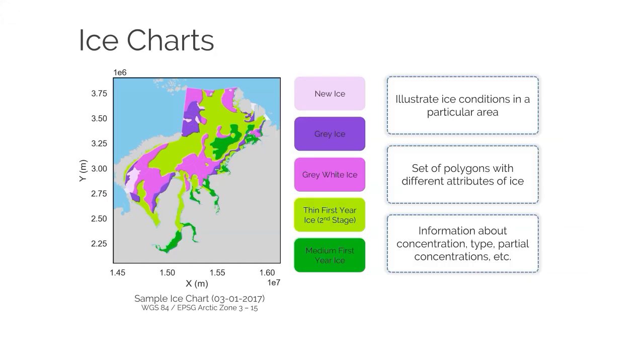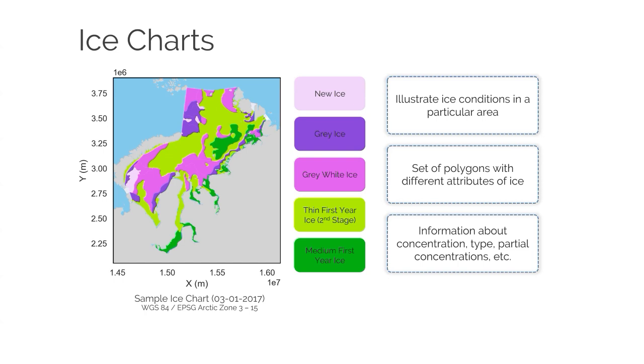Okay, so what are sea ice charts to begin with? Sea ice charts are basically vector charts where you have, on a map, some kind of sea ice information. So in this one, you see that some part of this map is new ice, some part of it is gray ice, some part is gray white ice, some is medium first year ice, and so on and so forth. This particular chart comes from the Russian meteorological organizations.